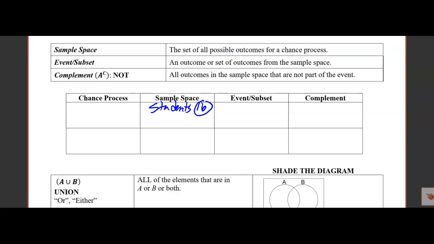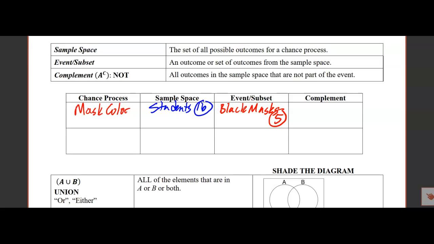My chance process is, I'm going to say my chance process. So what I'm looking for is mask color. And specifically, I want to know how many people are wearing black masks today. So raise your hand if your mask is black. There are 5 students in this classroom right now who have black masks on, okay?